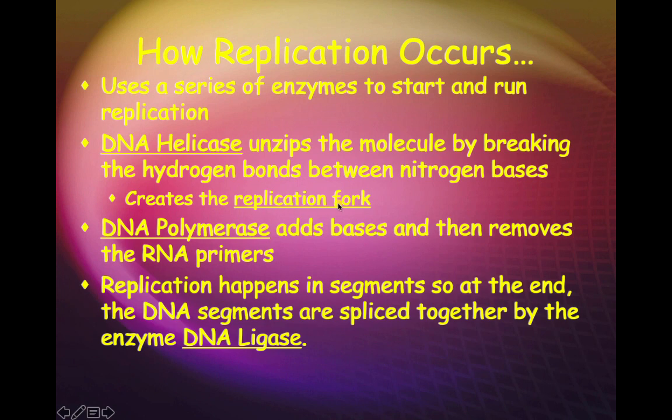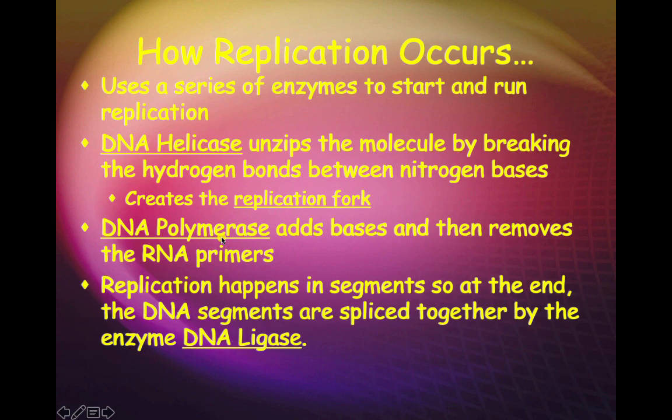So the DNA doesn't all unzip. There's thousands and thousands of letters, so it's not going to all unzip and then copy all at the same time. Pieces of it unzip and then get copied and then come back together, and then another section is copied. And these sections are called replication forks.